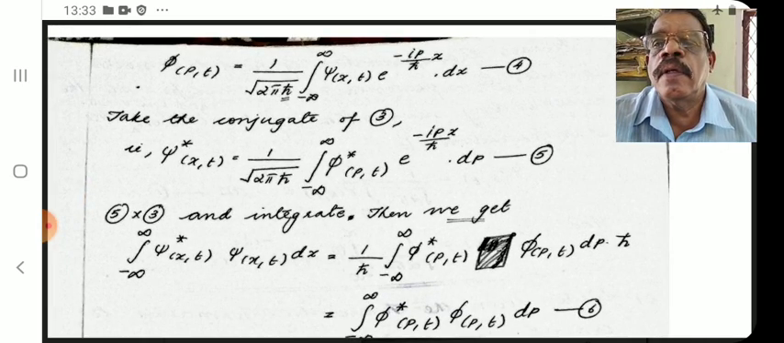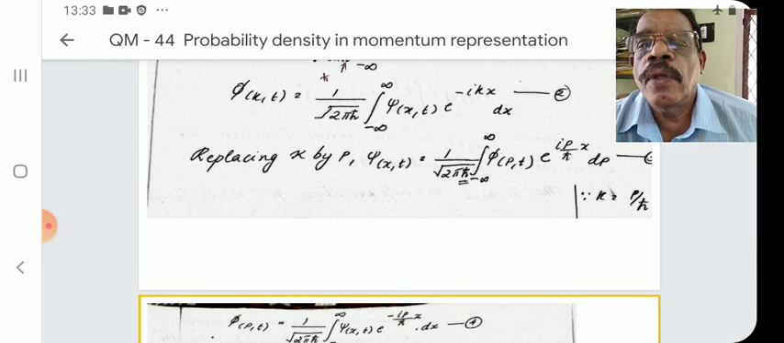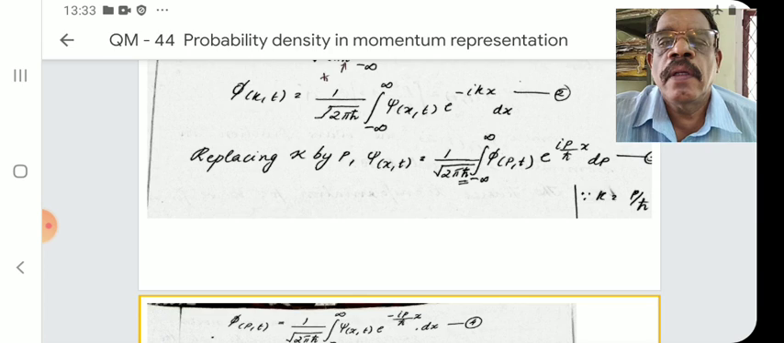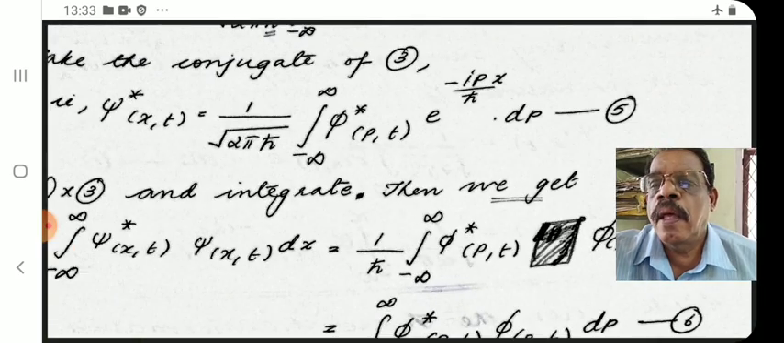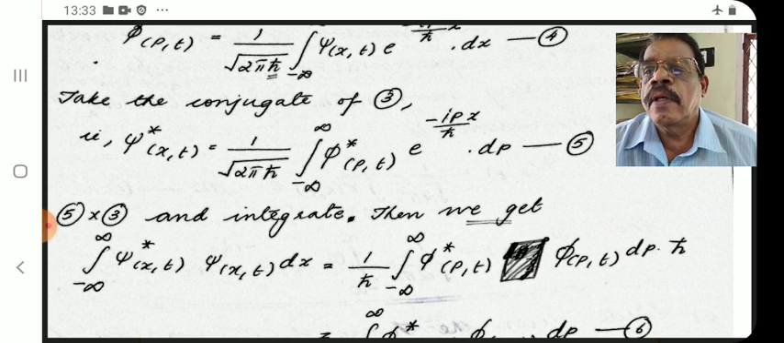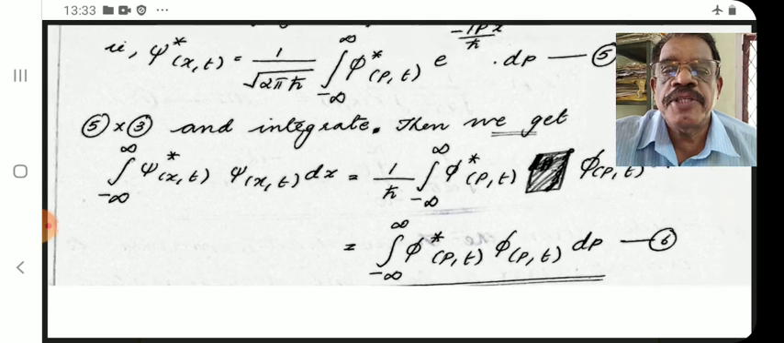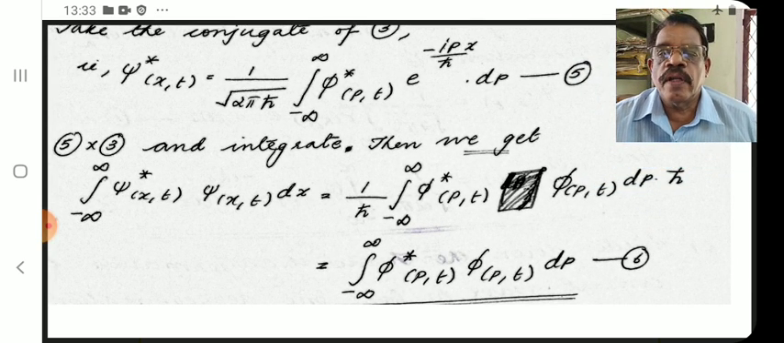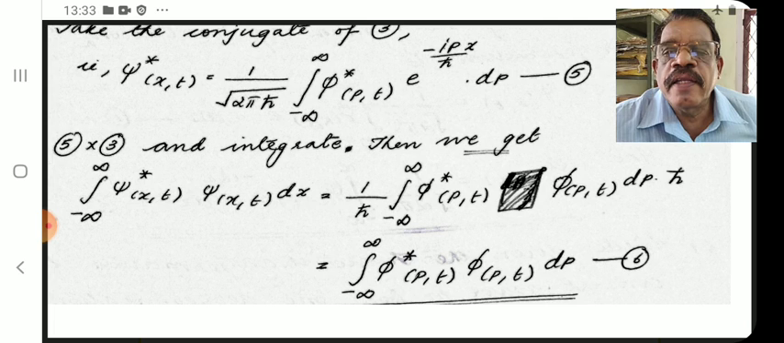Equation 3 is 1/√(2πħ) times the integral, there is dp at the end. And equation 5 is ψ*(x,t), there is dp at the end. On multiplication, it can be shown. We put in the integral values. It can be shown that, so it is not a direct step. There will be other steps.